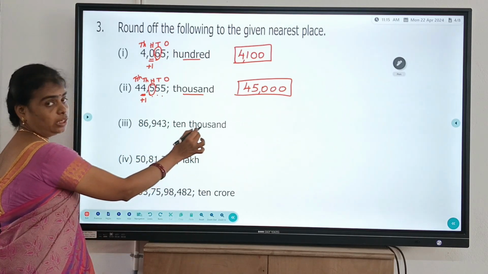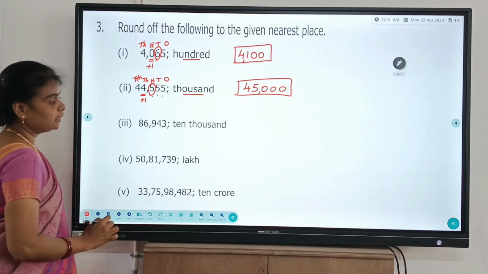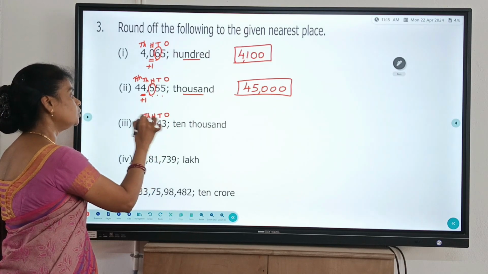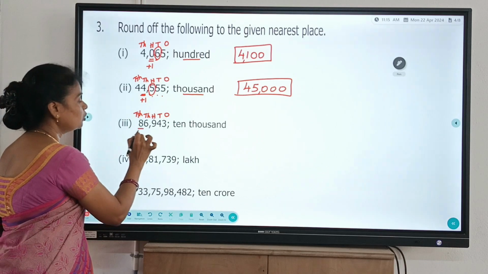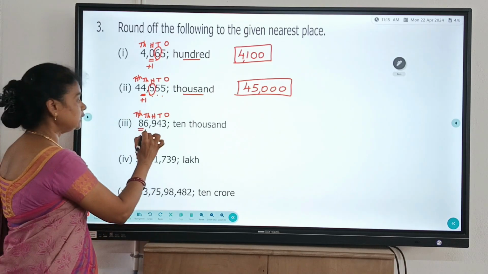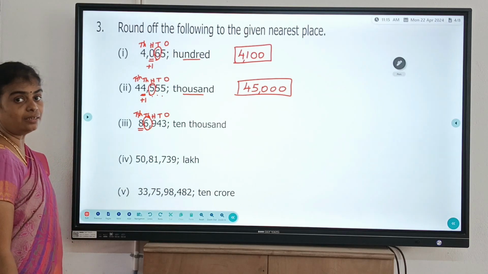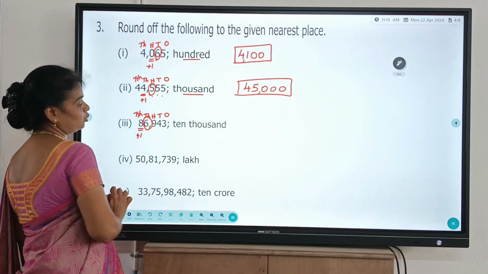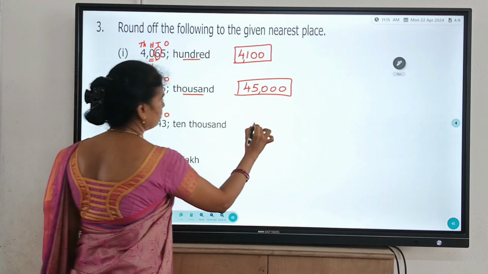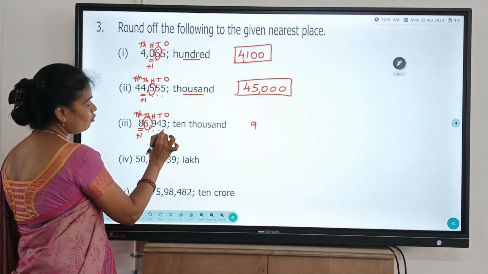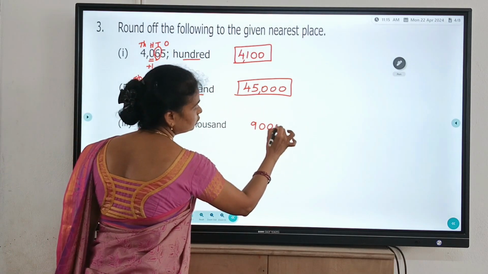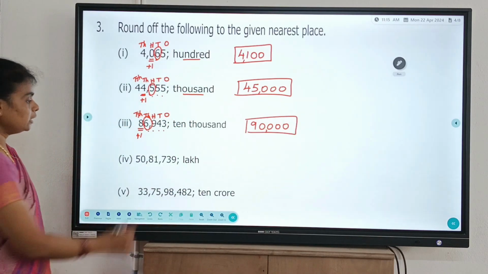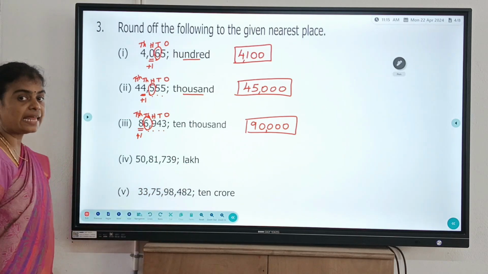Next one, 86,943. We must round it off to the nearest 10,000. So write the place values ones, tens, hundreds, thousands, 10,000. So 8 is in place of 10,000. Check the next number, that is greater than 5. Because it is 6, it is greater than 5, and hence you will add plus 1 to the previous number. So 8 plus 1 becomes 9, and instead of these 4 digits, you will write 4 zeros. The answer is 90,000.